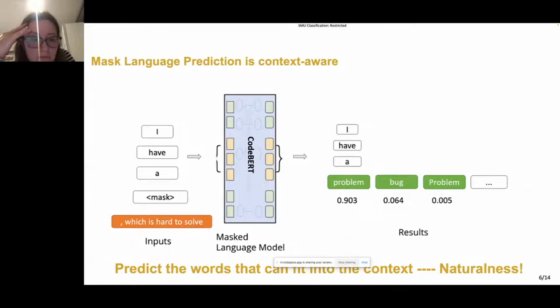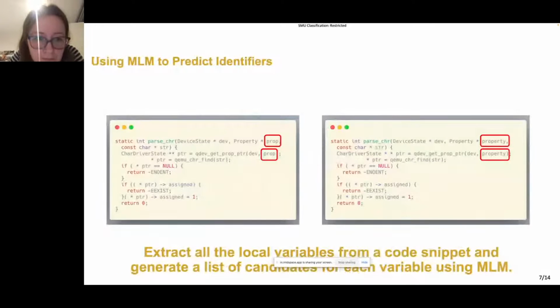We feed the text "I have a thing, which is hard to solve" into CodeBERT, which predicts the mask tokens as "problem" and "bug", and another "Problem" with the first character capitalized. The results are natural, as a problem and bug can be hard to solve. It means that masked language modeling can predict words that fit into the context. The above example motivates us to use masked language prediction to generate natural substitutes for identifiers in code snippets. For example, an original identifier is "prop", and CodeBERT can predict a natural replacement "property", which can describe the type of this variable.